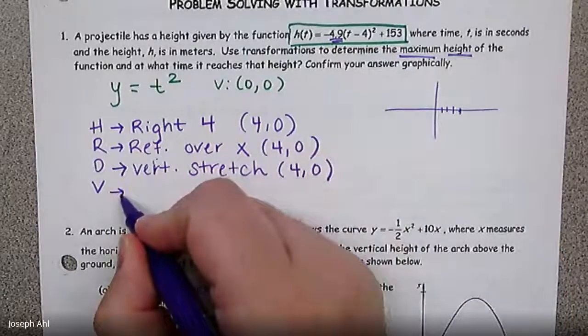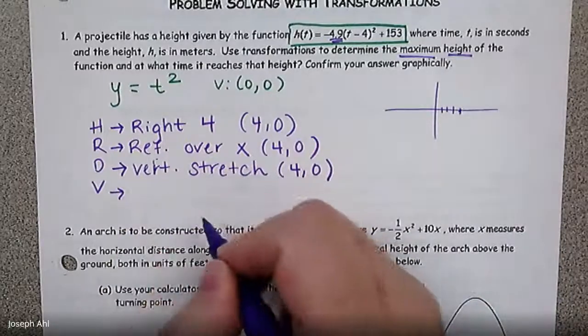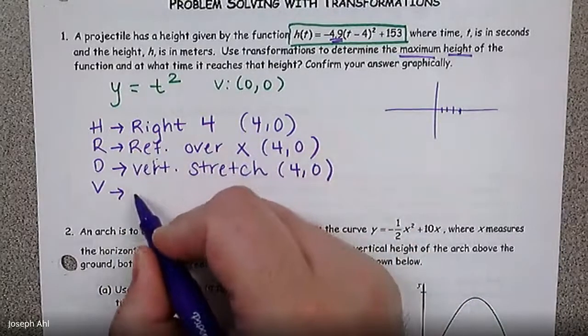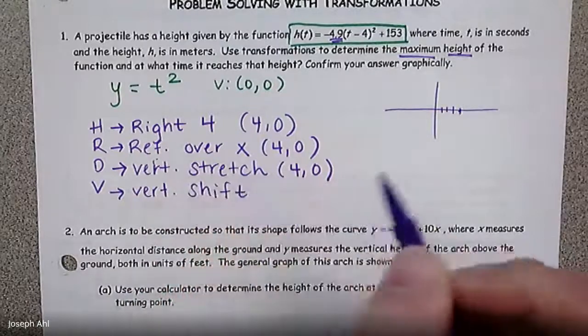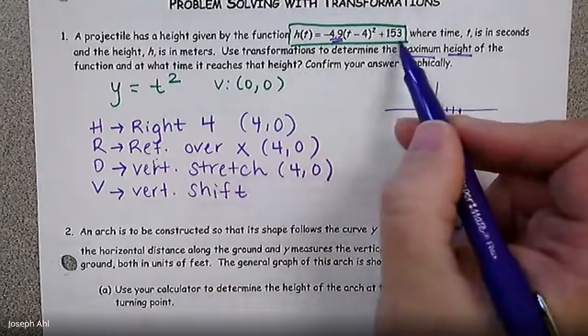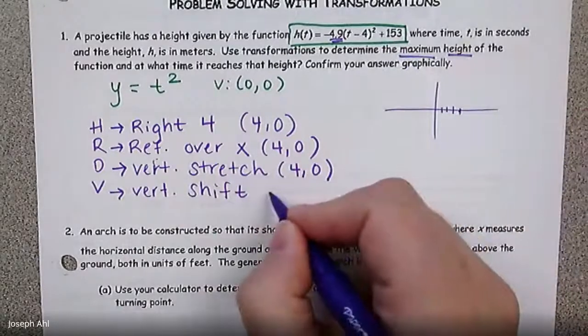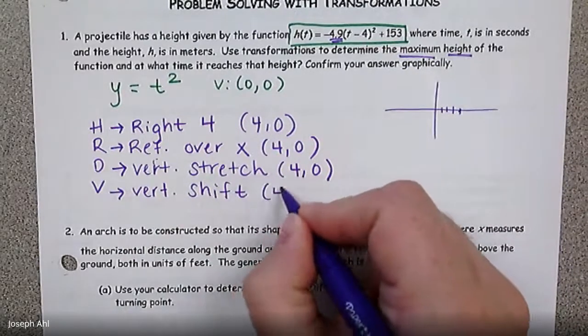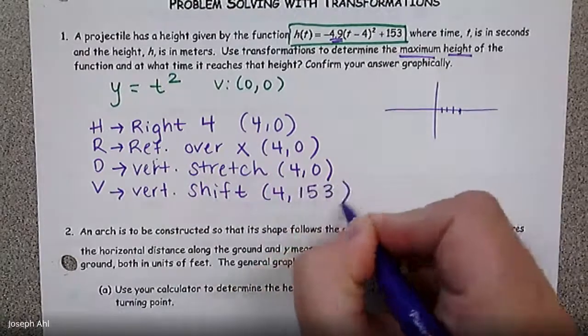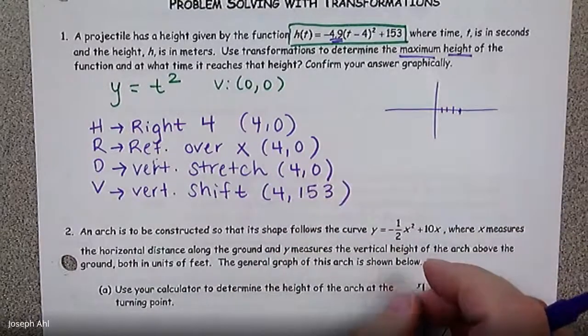So finally, we have our V, which is a vertical shift up or down. And we do have a vertical shift in this one. The vertical shift is going to take your final graph and move it up very far. So we're going to move up 153 units so that we finally arrive at the point (4, 153).